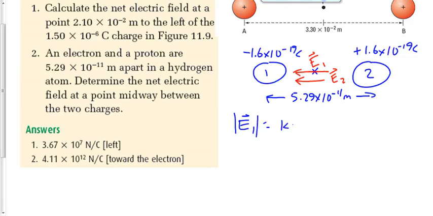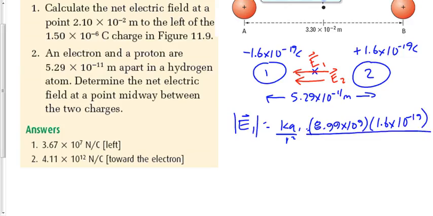E1 is kQ1 over r squared, which is 8.99 times 10 to the 9, times 1.6 times 10 to the minus 19. We're dropping the sign of the charge, as we always do. And r would be half of 5.29 times 10 to the minus 11, right? What's that? 2.645 times 10 to the minus 11? And we've got to square that. What do we get for the electric field there? You know what? I'm going to go out on a limb here and say it's 2.05 times 10 to the 12 newtons per coulomb.